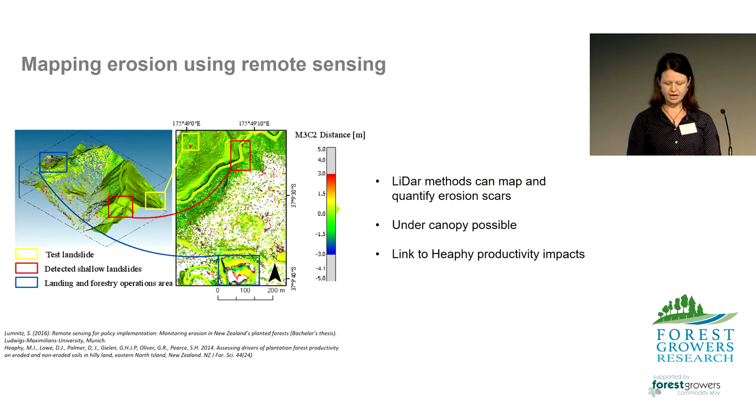This used LiDAR to map erosion scars and the impact on forest productivity. This figure here shows a case study using LiDAR in the Tyrol forest. We were able to quantify and map landslide scars even under the canopy. This could then be linked to previous work which showed a 10 to 15% volume loss when trees were planted on landslide scars, and allowed us to quantify in-forest productivity impacts from landslides.